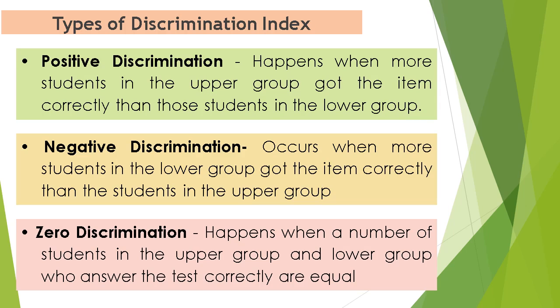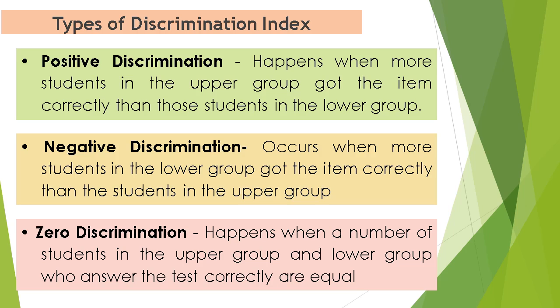Types of discrimination index. We have three: positive discrimination, negative discrimination, and zero discrimination. Positive discrimination happens when more students in the upper group got the items correct than students in the lower group. So in our example a while ago, it is 8 for the upper group and 3 for the lower group. So it is a positive discrimination.